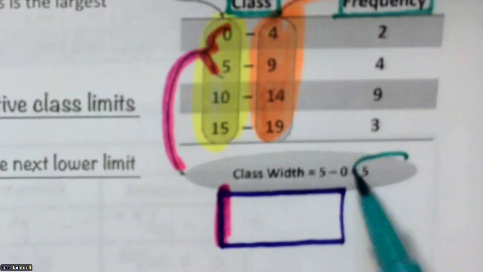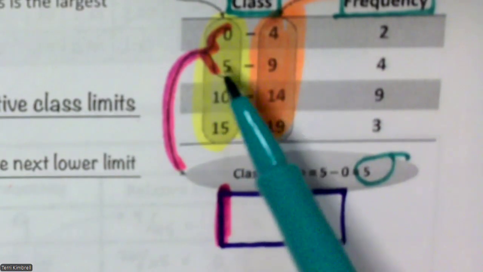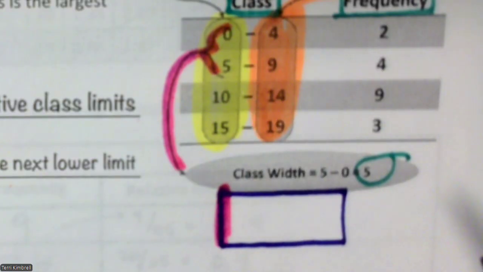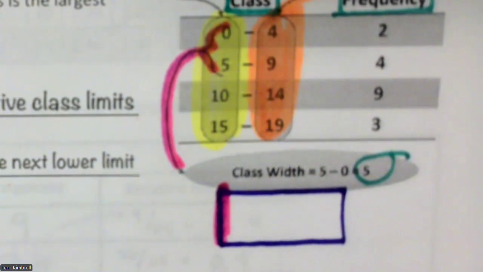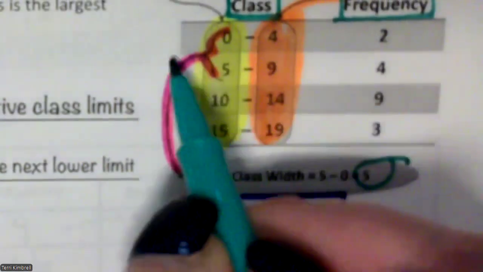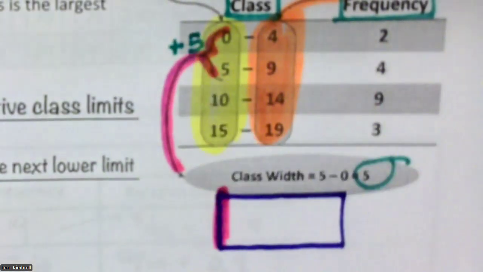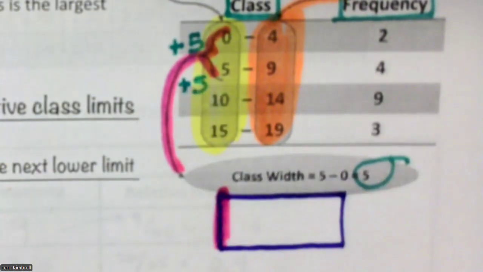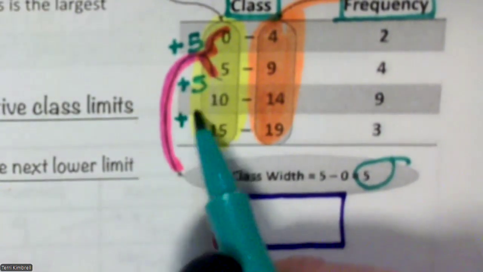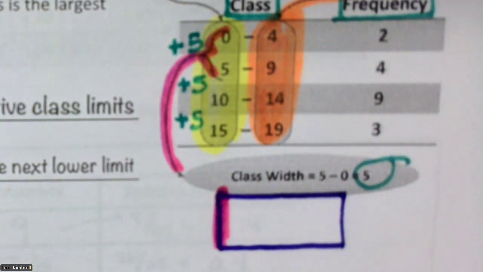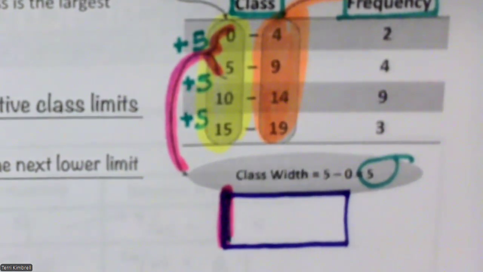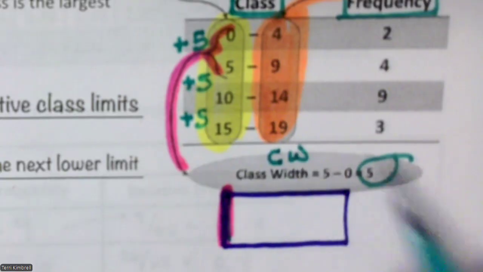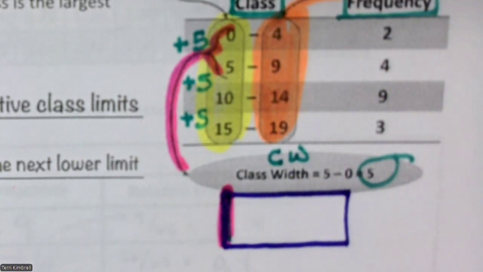There is 5 units. So to get that, you can do 5 minus 0, or you can do what do I add to 0 to get 5. The class width should be the same between every class. So 0 plus 5 is 5, 5 plus 5 is 10, and 10 plus 5 is 15. So remember that you're going vertically because that's missed a lot. Okay, that's called your class width, and you'll see that sometimes abbreviated as CW.